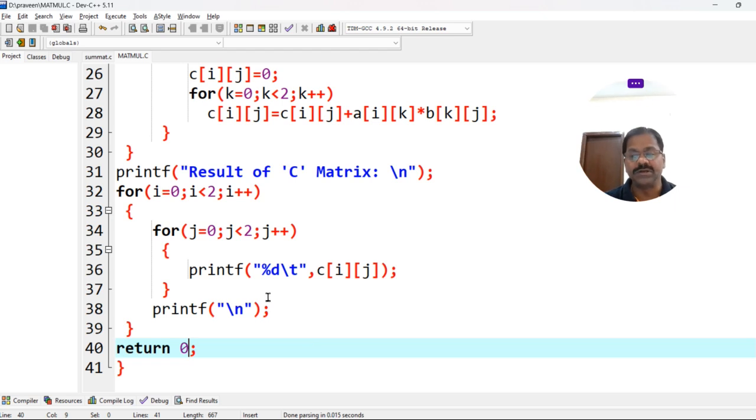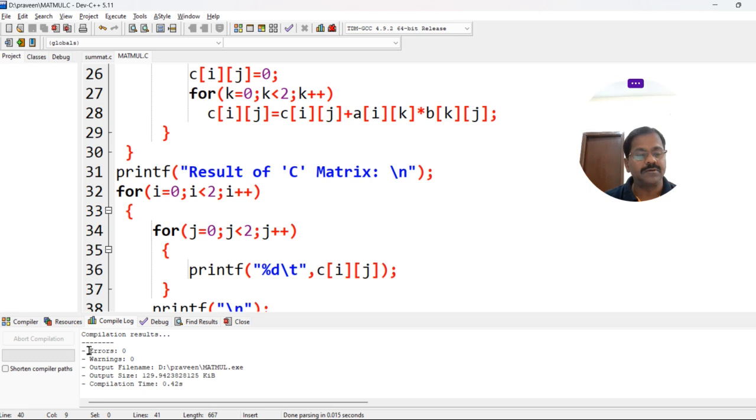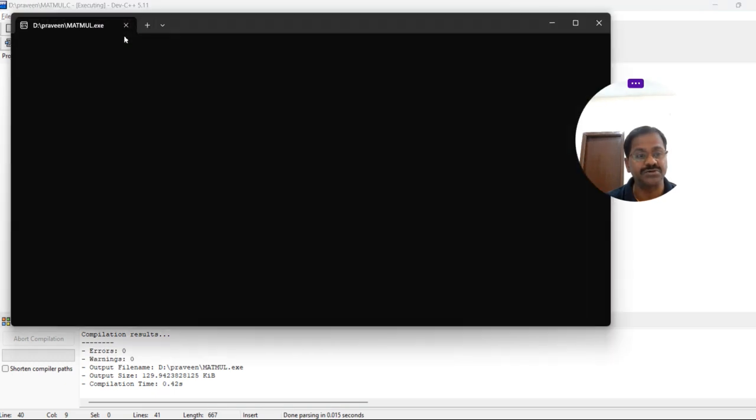Now we are going to see the execution of this program. You see here, first compile. In our compilation, we got 0 errors and 0 warnings. During the compilation, we get the object code. We successfully compiled with 0 errors. Now we are going to run or execute the program.